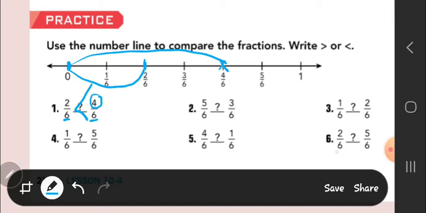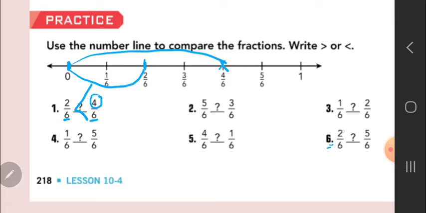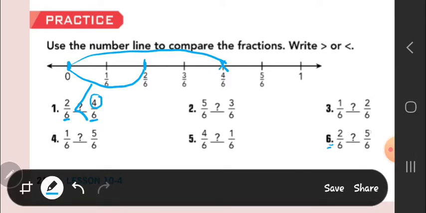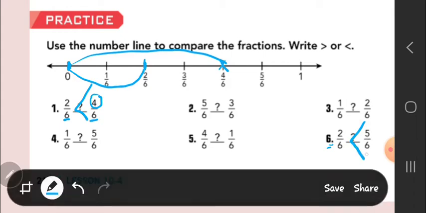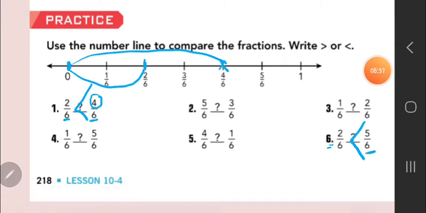Let's do this. Number 6. 2/6 and 5/6. Who is more? Who is greater? The alligator will open its mouth to the 5/6 because they have the same denominator. It will look immediately to the greater numerator and it will open its mouth to this one.